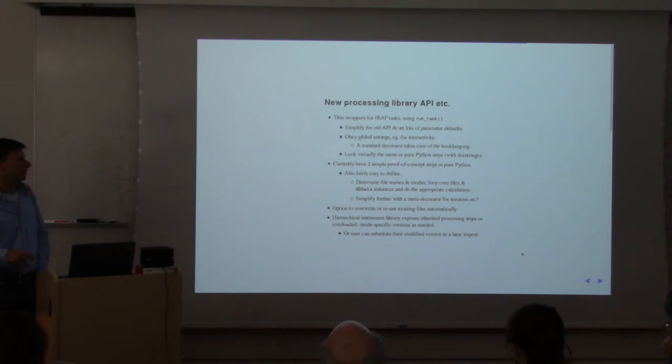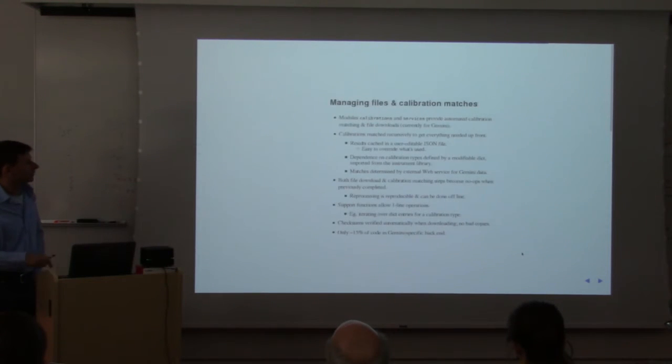It's relatively easy to add a pure Python step to the processing library as well, just looping over the ND data instances and so on. I was hoping to make a meta decorator for Python processing functions that does some of the stuff that run task does for IRAF and handles some of the iteration automatically. A nice option is that you can tell the package whether to reprocess files. I'll come on to that in a second.